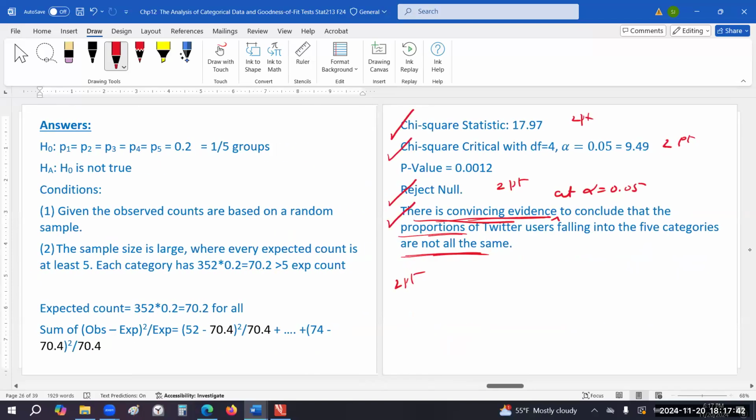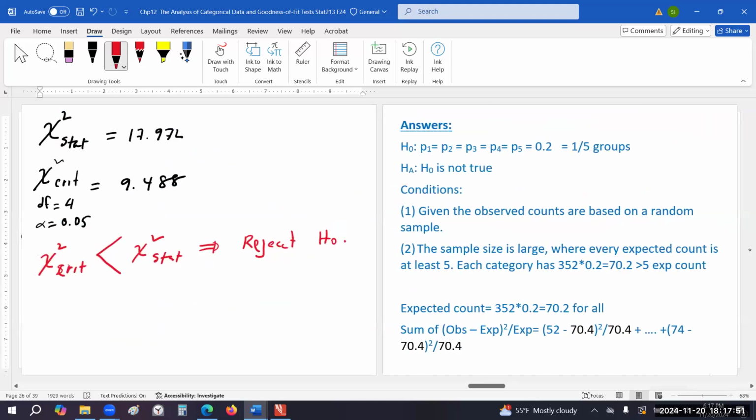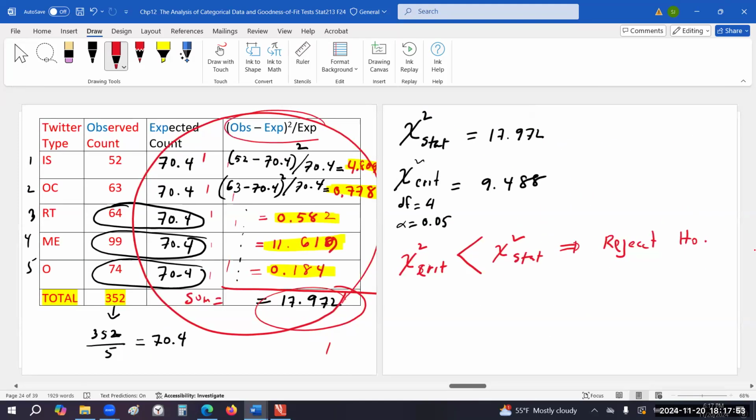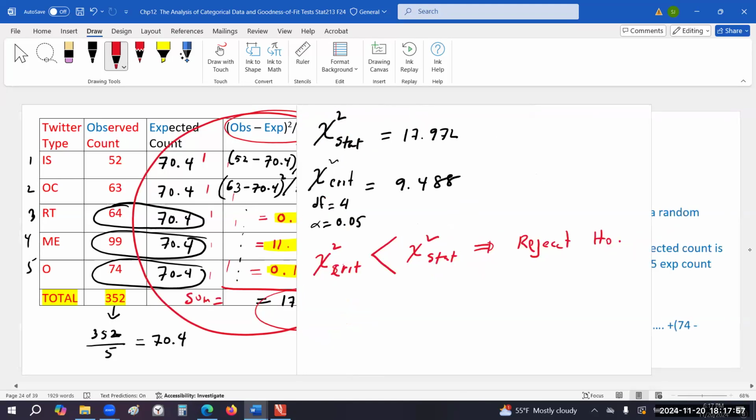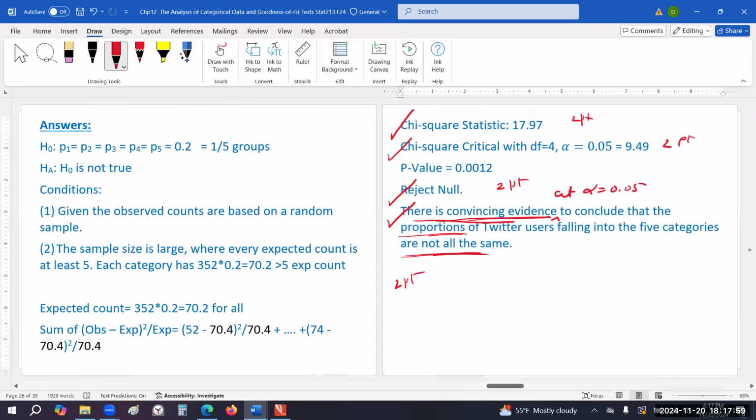So you need to know how to state the conclusion, how to find each expected count, how to find observed minus expected squared over expected, how to find the critical value, all of this. Any question?